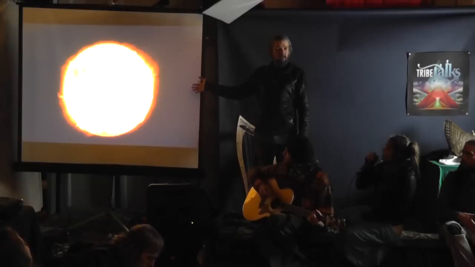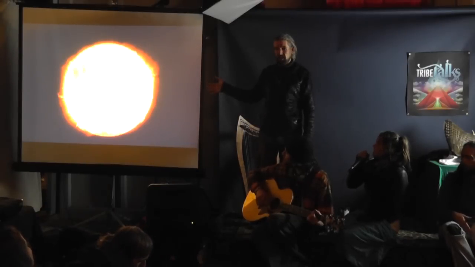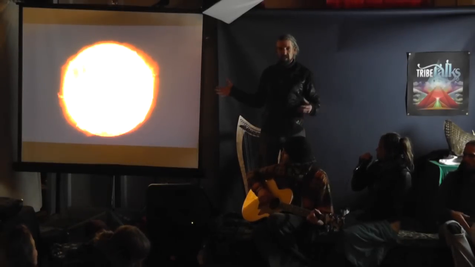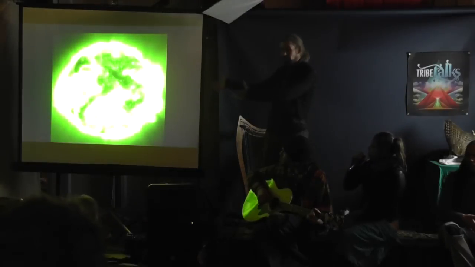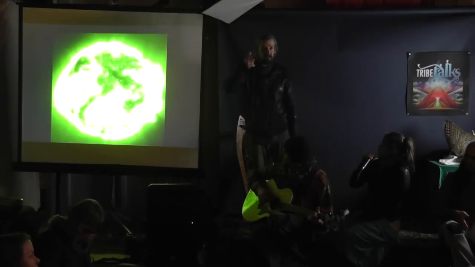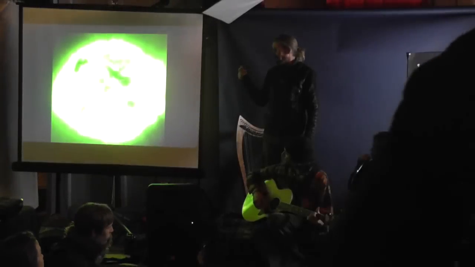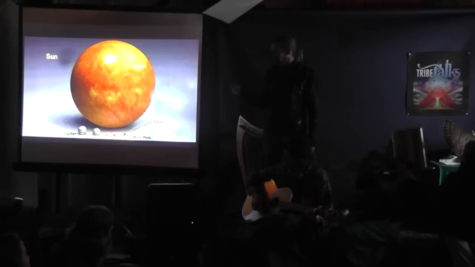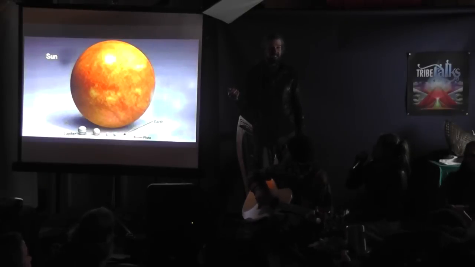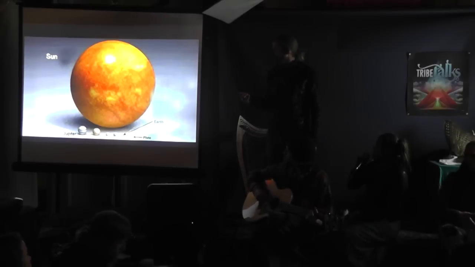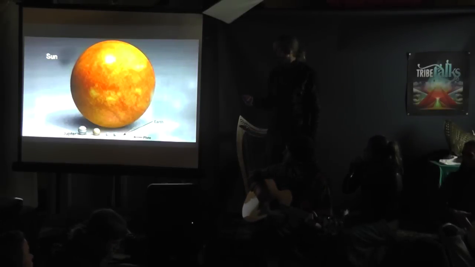And this is what pumps out all life. 98% of the matter in our solar system is occupied in here. And sometimes we just have to look at it a little different to see it. Solar flares. Relative scale. Understanding big and little.